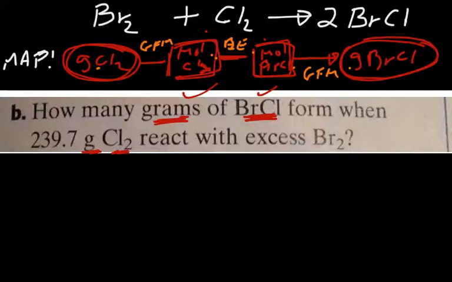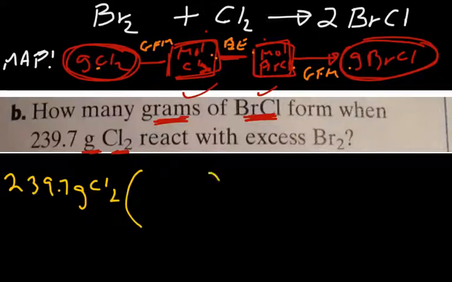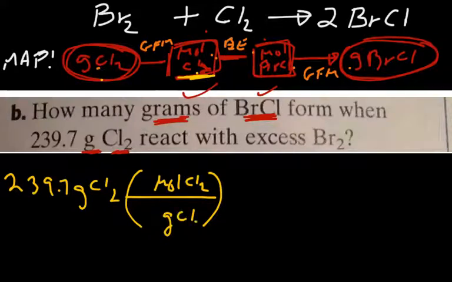Now, what we do, we start out with 239.7 grams of Cl2. Alright? That will go on the outside of our conversion factor. We want to change this grams into moles, so we want to find moles. So moles of Cl2 goes in the top. Grams of Cl2 goes on the bottom. Now, why does grams Cl2 go on the bottom? We want to cancel grams of Cl2 out, right? So we need the same units in the top and bottom.